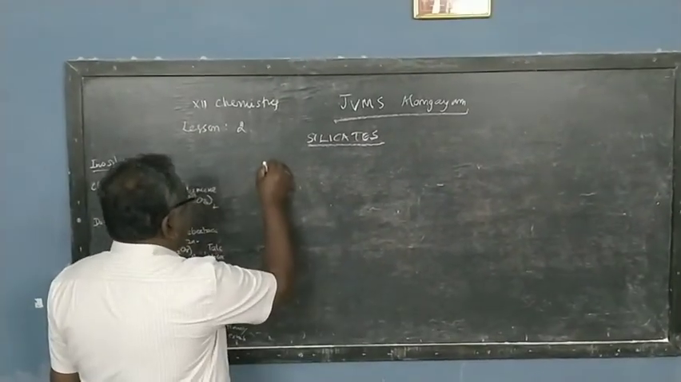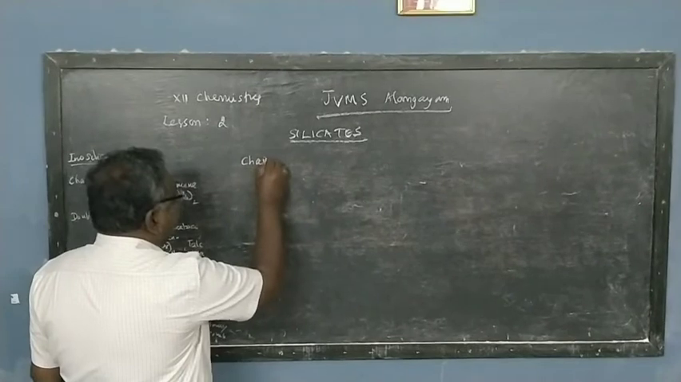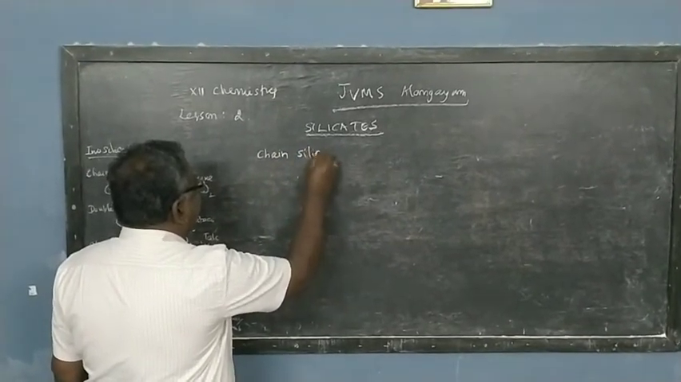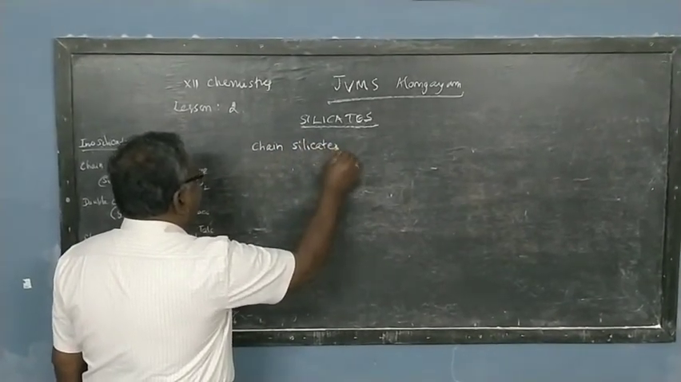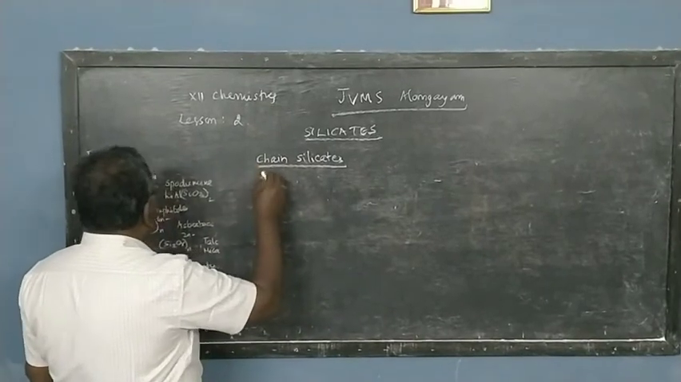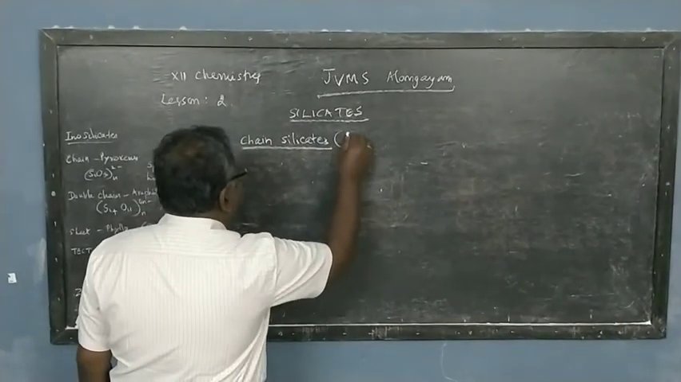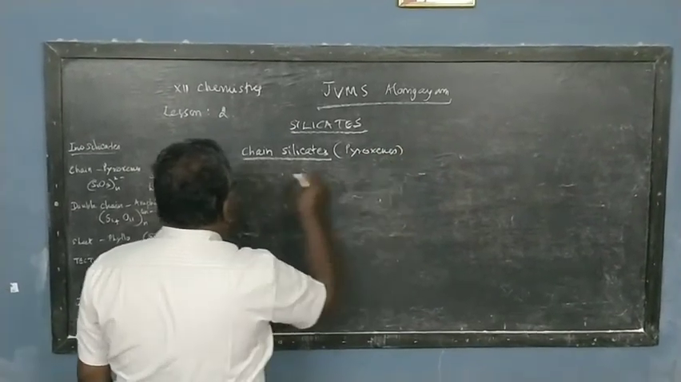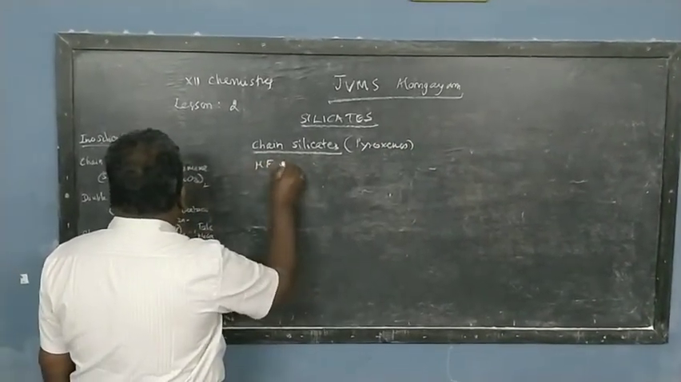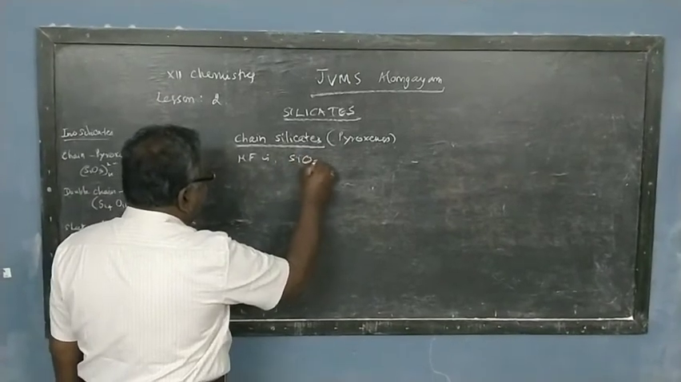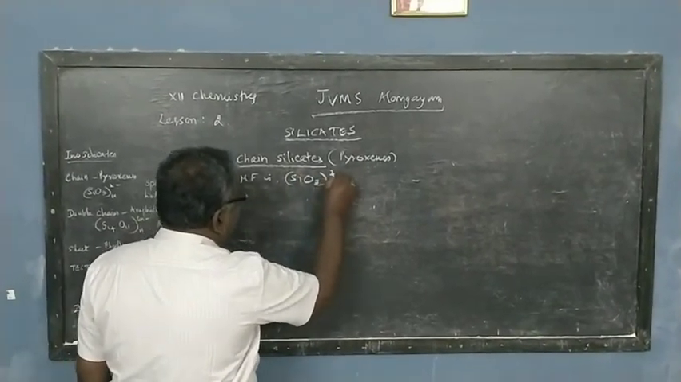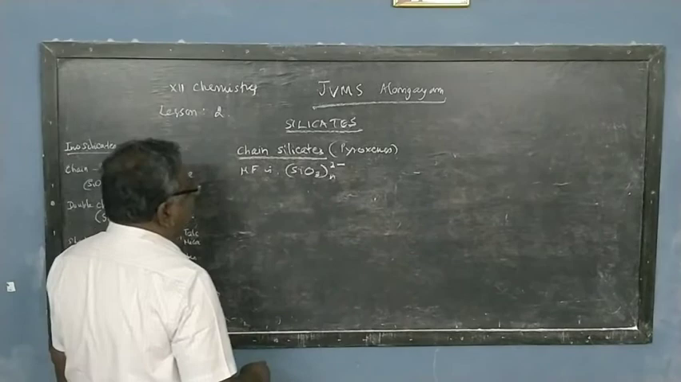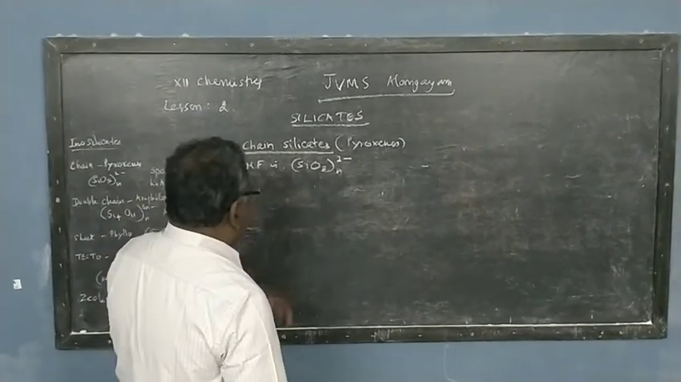The next type of silicates that we are going to take up is chain silicates. So chain silicates are also referred to as pyroxenes, and their molecular formula is (SiO3)n 2n minus. Right?